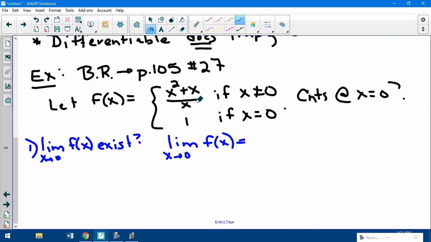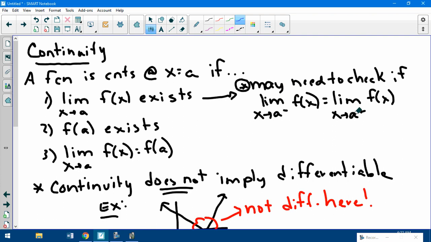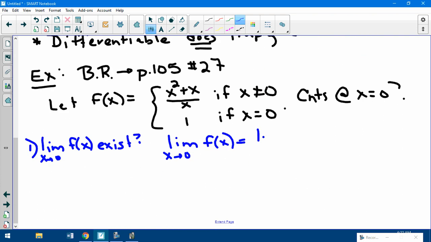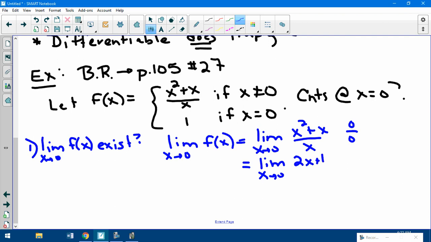I'd use this top equation because the limit is always what happens to a function as it gets really close to, but not including, 0. So since this is the same function on the left and the right, I don't have to check the left-hand limit and right-hand limit in this case. I can just say this is equal to the limit as x goes to 0 of x squared plus x over x, which is 0 over 0. So I could either factor or we can use L'Hopital. If I use L'Hopital, the top would become 2x plus 1 over 1. Derivative of the top, derivative of the bottom. Plug in 0, you get 1. So the limit exists.